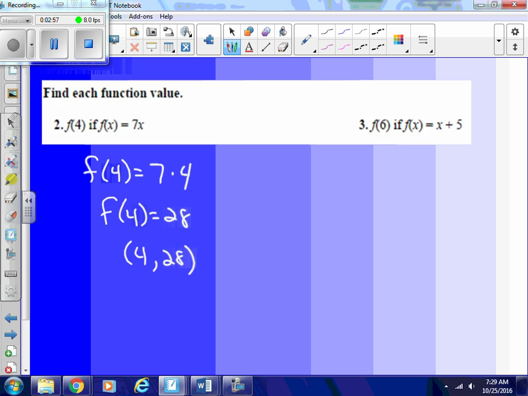For number 3, we're finding f of 6 if f of x equals x plus 5. So f of 6 equals 6 plus 5. F of 6 is 11. When we plugged in 6 for x, y was 11.